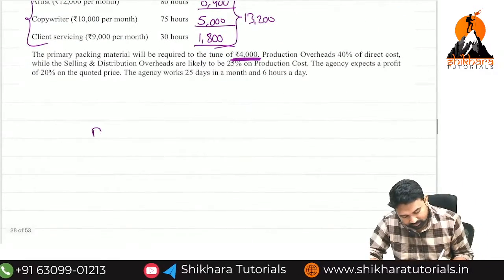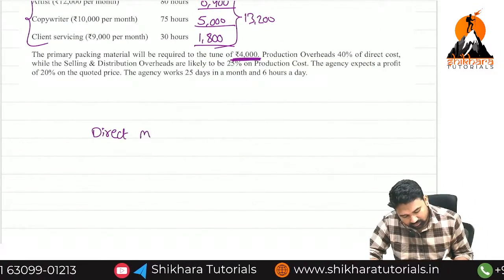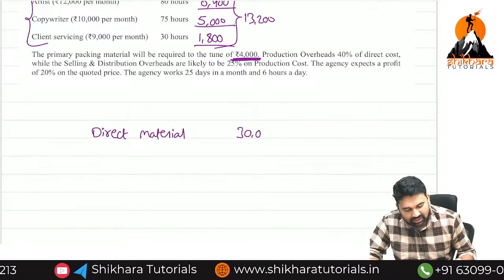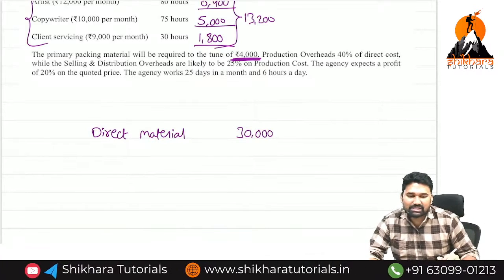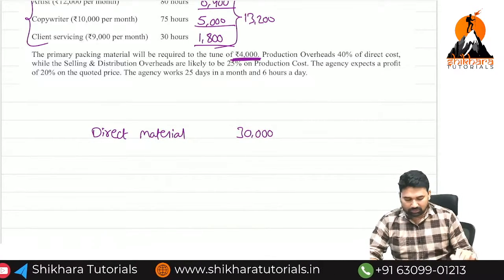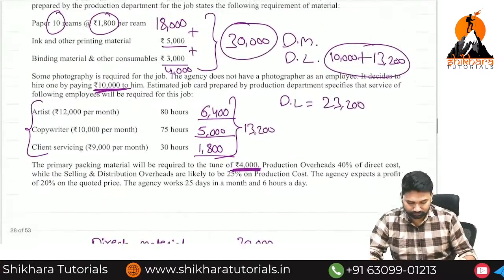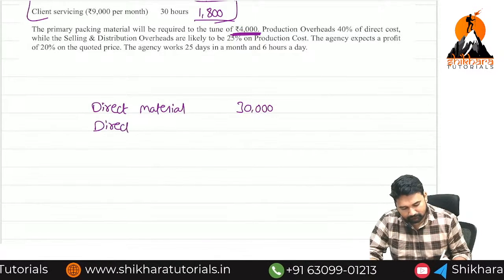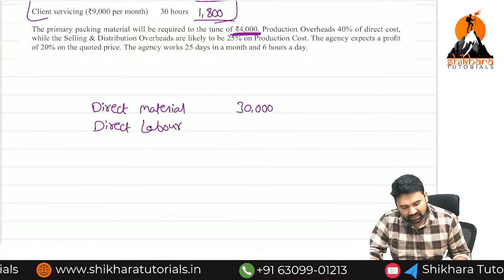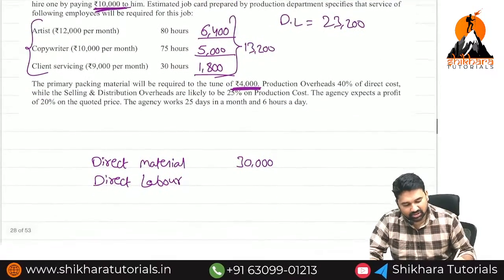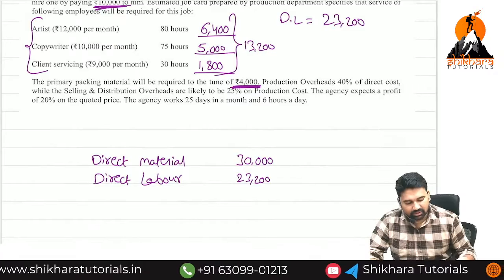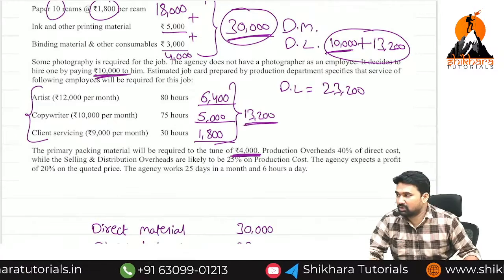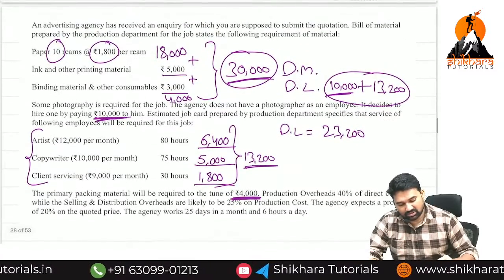Listen. Direct material, how much? 30,000. Actually, we are running out of time. Our class is still only at 4, which is why I'm solving quickly. So here, 30,000. And direct labor, how much? 23,200. 10,000 is for the photographer and 13,200 for the artists. The total sums up to 23,200.